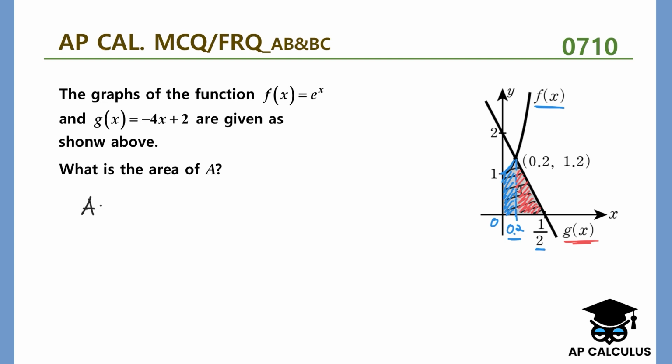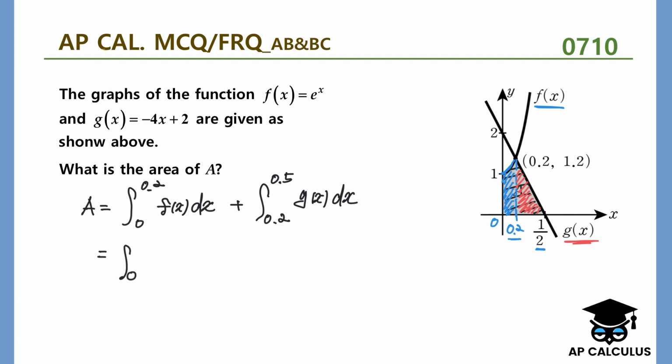So area A is equal to the definite integral from 0 to 0.2 of f of x dx plus from 0.2 to 1/2, and 1/2 is actually 0.5, right? g of x dx. So from 0 to 0.2, f of x is e to the x dx, plus the integral from 0.2 to 0.5 of g of x, that's negative 4x plus 2 dx.